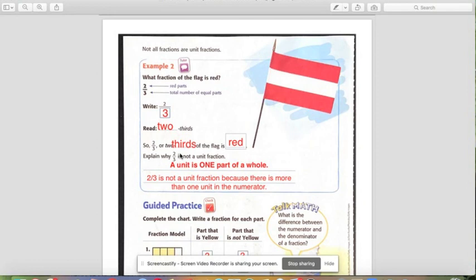Now, why isn't 2/3 a unit fraction? Because a unit is one part of the whole. It can only be just one. So like one egg in the egg carton is a unit. 2/3 is not a unit fraction because there is more than one unit in the numerator. To be a unit fraction, you can only have one unit in the numerator.